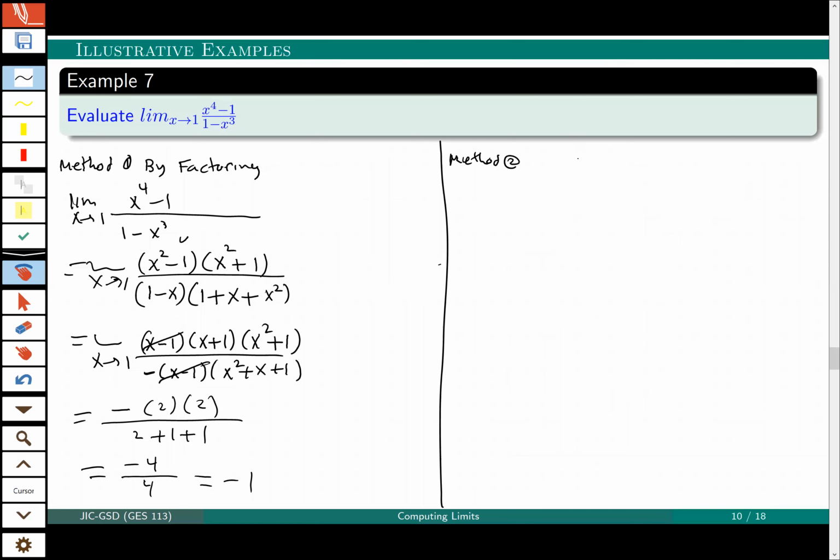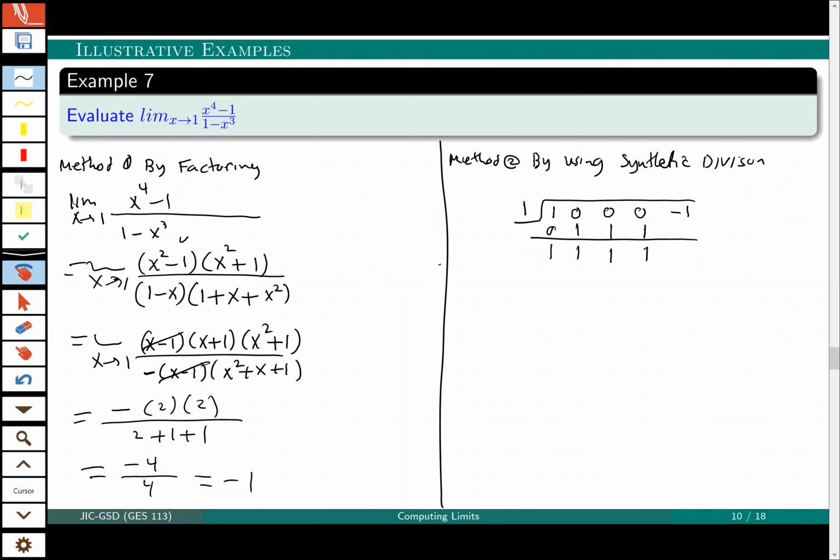using synthetic division. If I am dividing the first polynomial by 1, the first polynomial x to the power 4 has coefficient 1, x to the power 3 is 0, x to the power 2 is 0, x to the power 1 is 0, then minus 1. So 1 plus 0 is 1, 1 times 1 is 1, 0 plus 1 is 1, and that will be 1, 1, and 1, 1 times 1 is 1, so the remainder is 0.